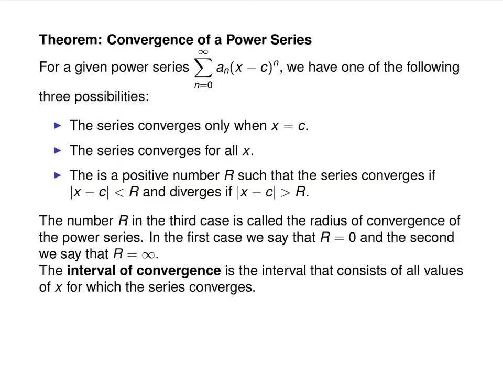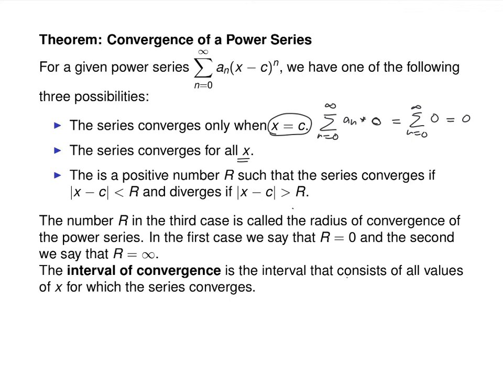So first, there is a theorem that states that if you have a power series, there are just 3 possibilities. The first is the series only converges when x equals c. Note that if x equals c, you get the sum from n equals 0 to infinity of a sub n times 0, which will just be a sum of a whole bunch of zeros, which will obviously converge to 0.